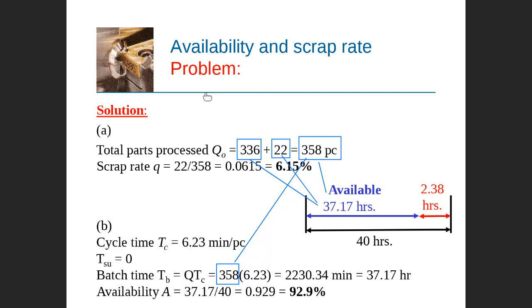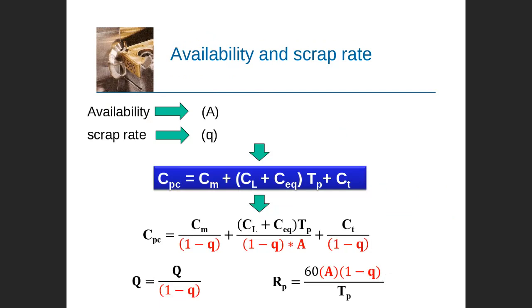Perfect. So, availability and scrap rate. Now we need to consider availability and scrap rate in the cost equation. This is the cost equation: CBC equals CM plus CL plus CEQ multiplied by TB plus CT. CL here is the modified CL, including the overhead rate, and CEQ also includes the overhead rate.